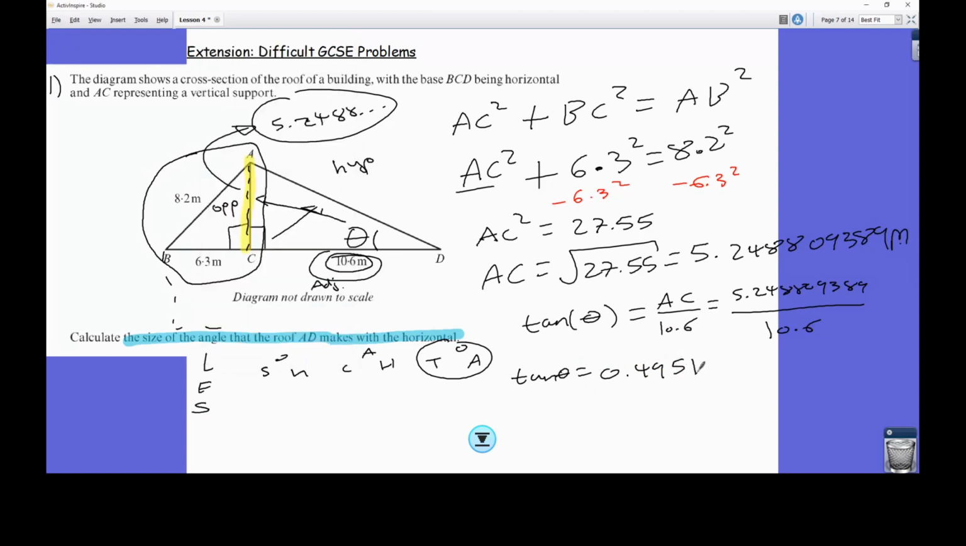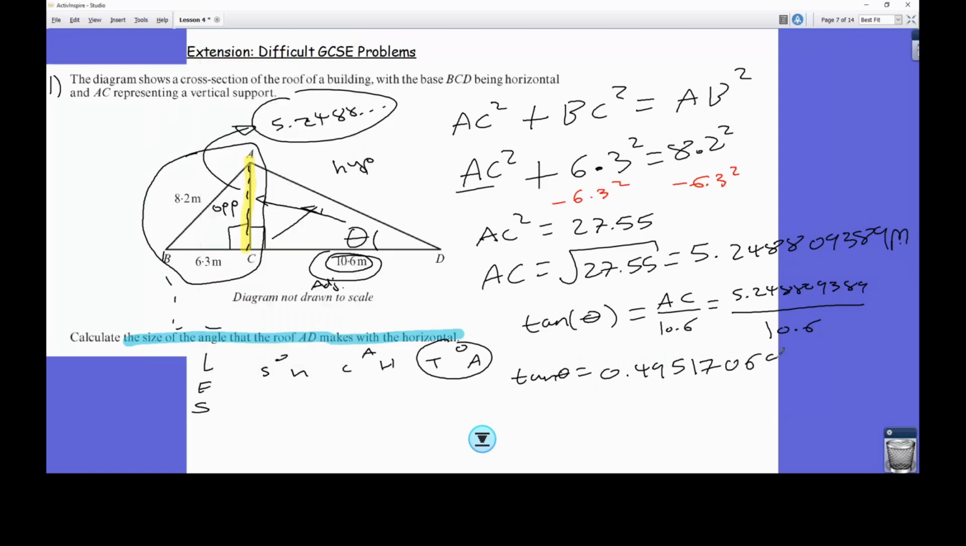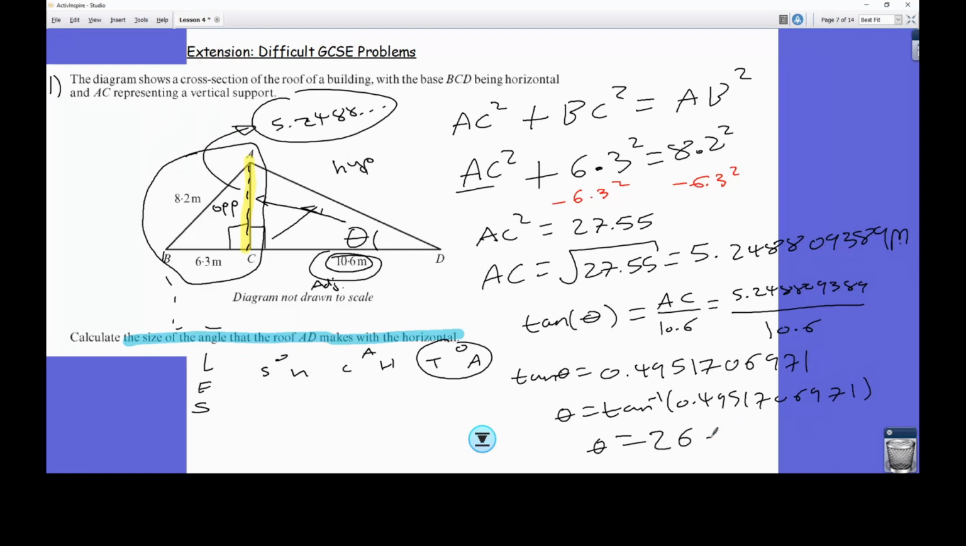You don't need to write all the display down. It's just show your workings clearly. 0.4951706971. And then I could do inverse tan of both sides. So theta is going to be tan minus 1 of 0.4951706971. Obviously, the calculator memory saves us a lot of work here. So I can do shift tan and, because it's still in my memory, I get 26.34 degrees to 2 decimal places.